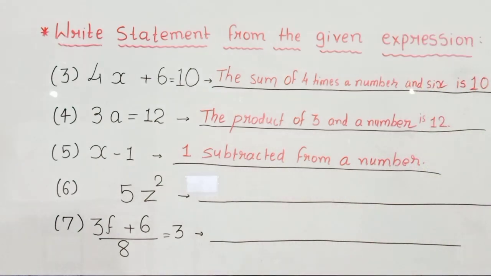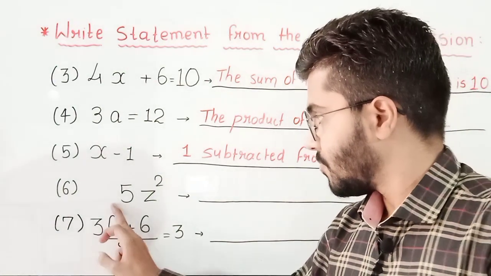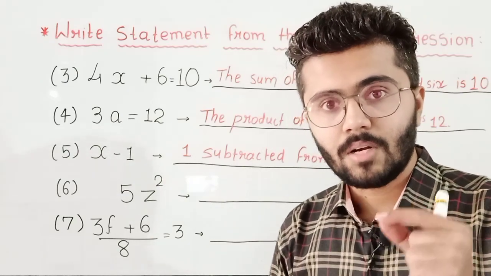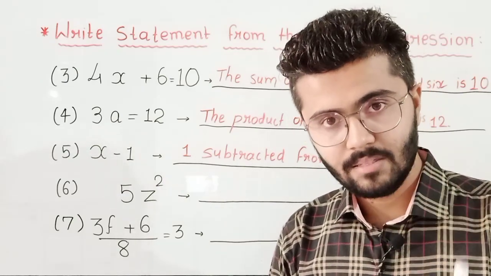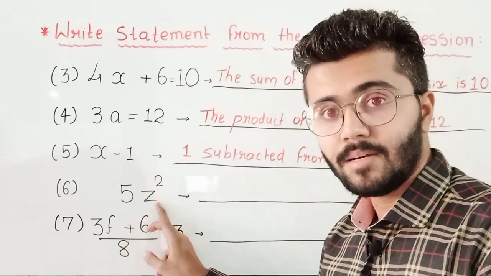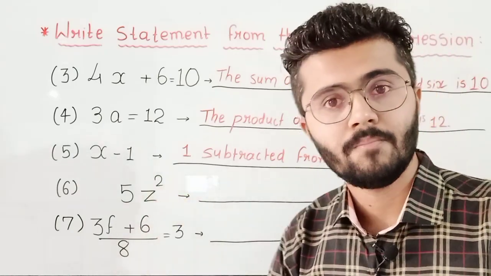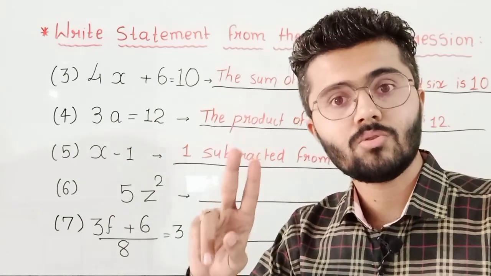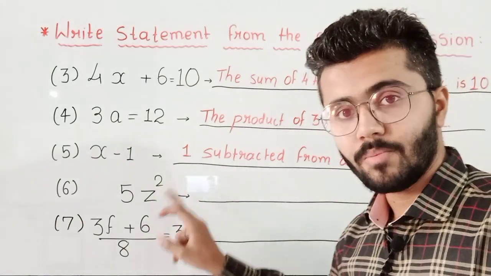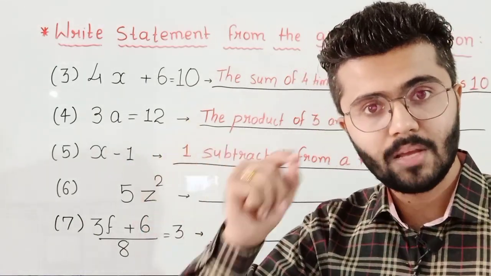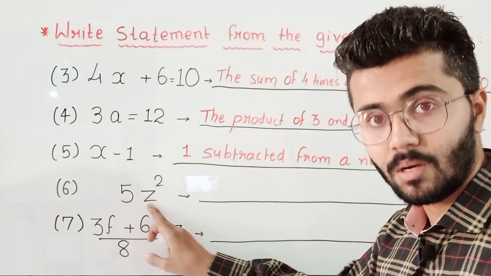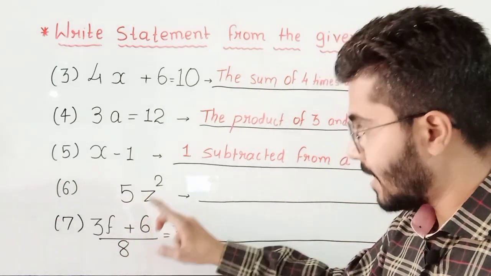Yes, this is correct. Now next, 5z square. Here the relation between 5 and z is multiplication. The relation between z and these two is also multiplication, because it is 2 times z, as we discussed in the previous video. Z square means z multiplied by z. So can we write 5 times a number and then it is squared?